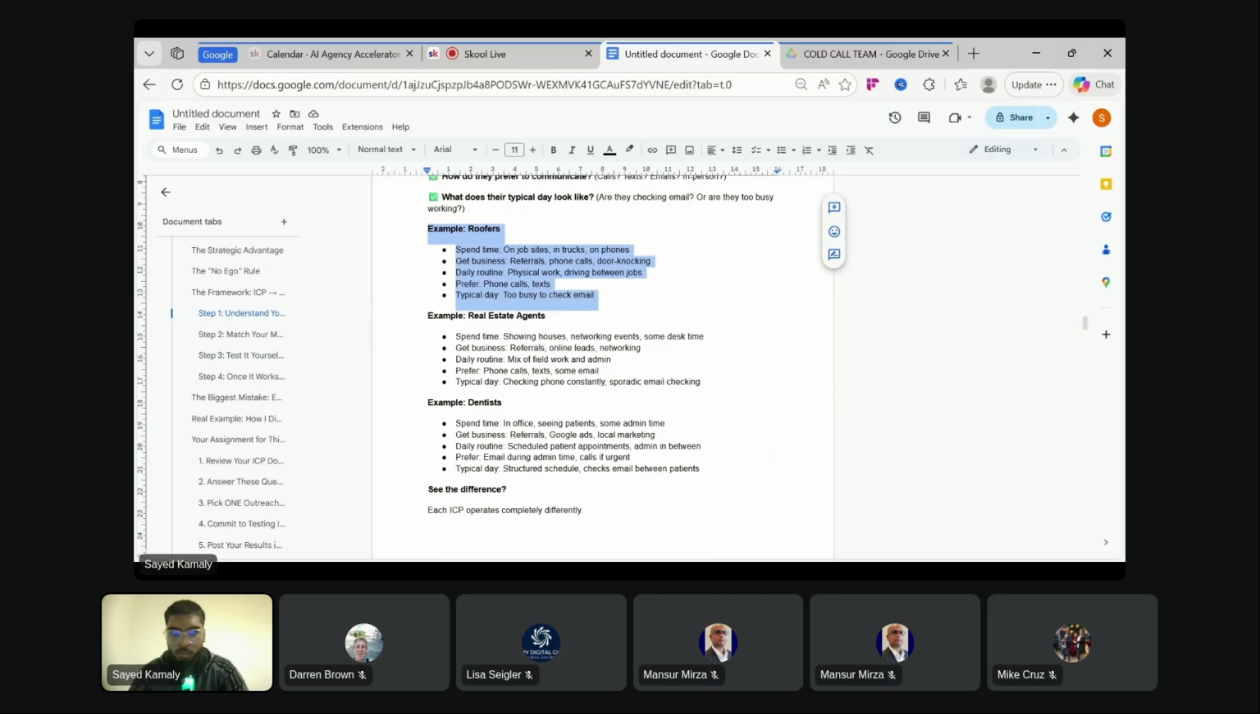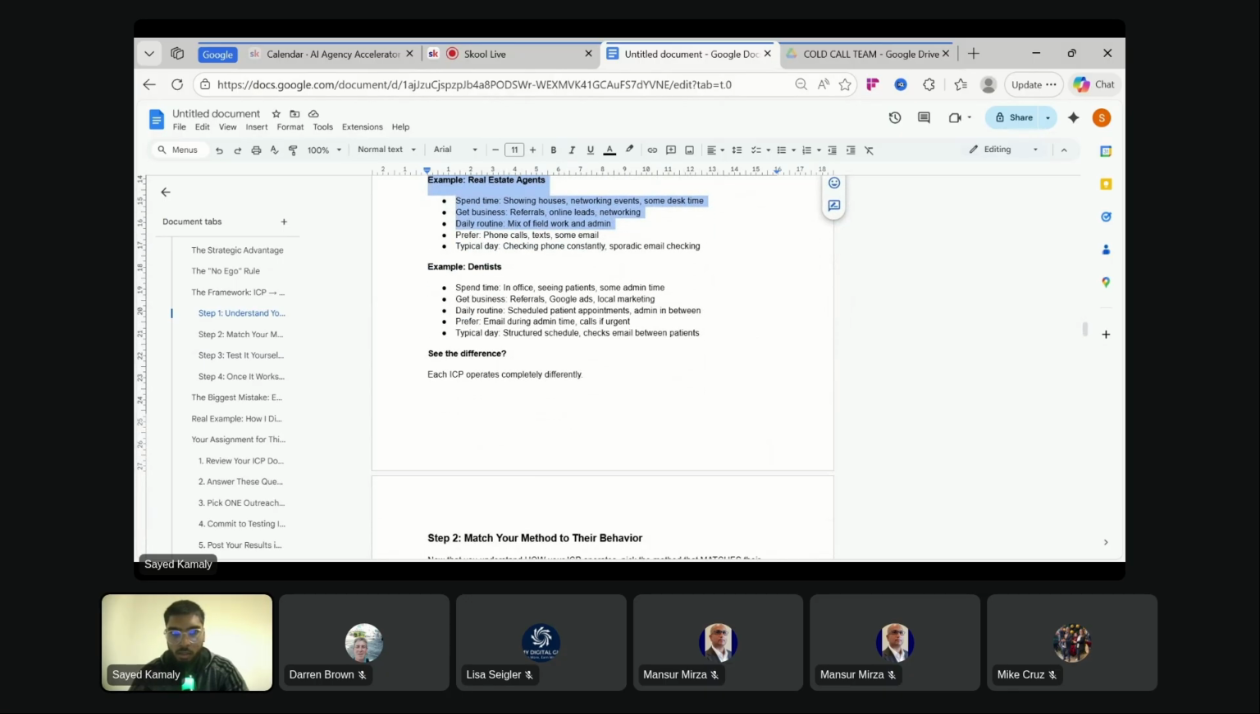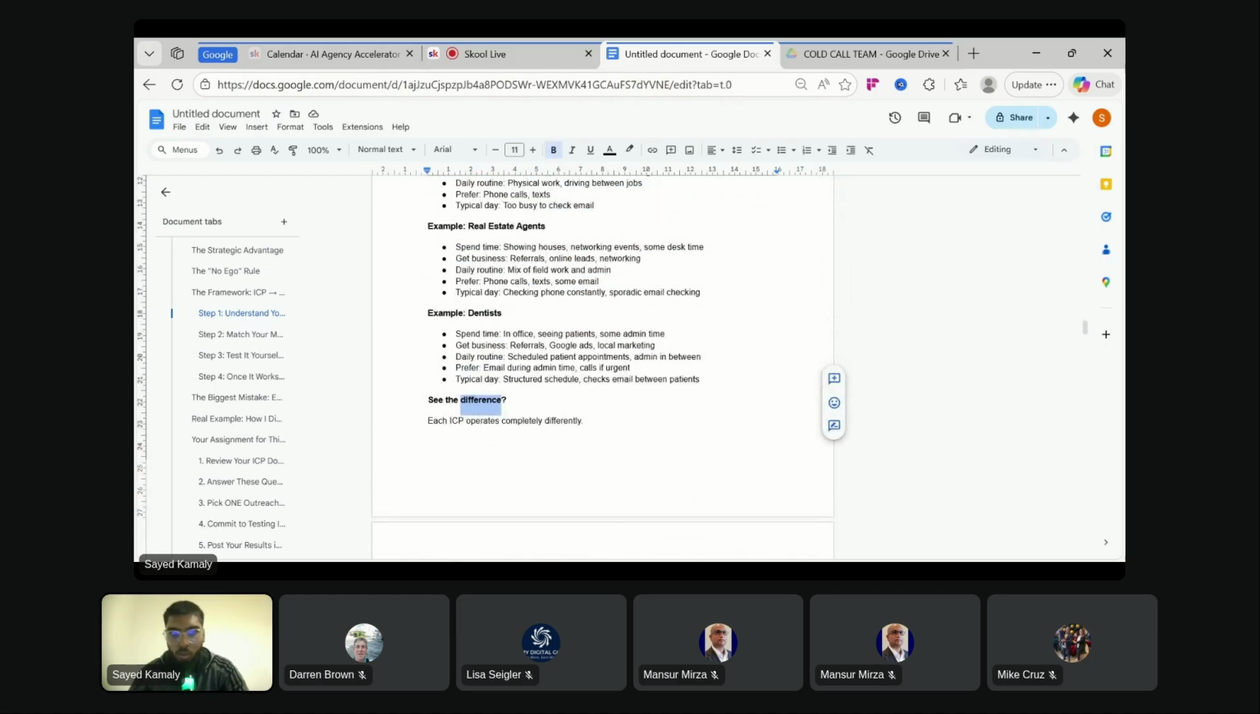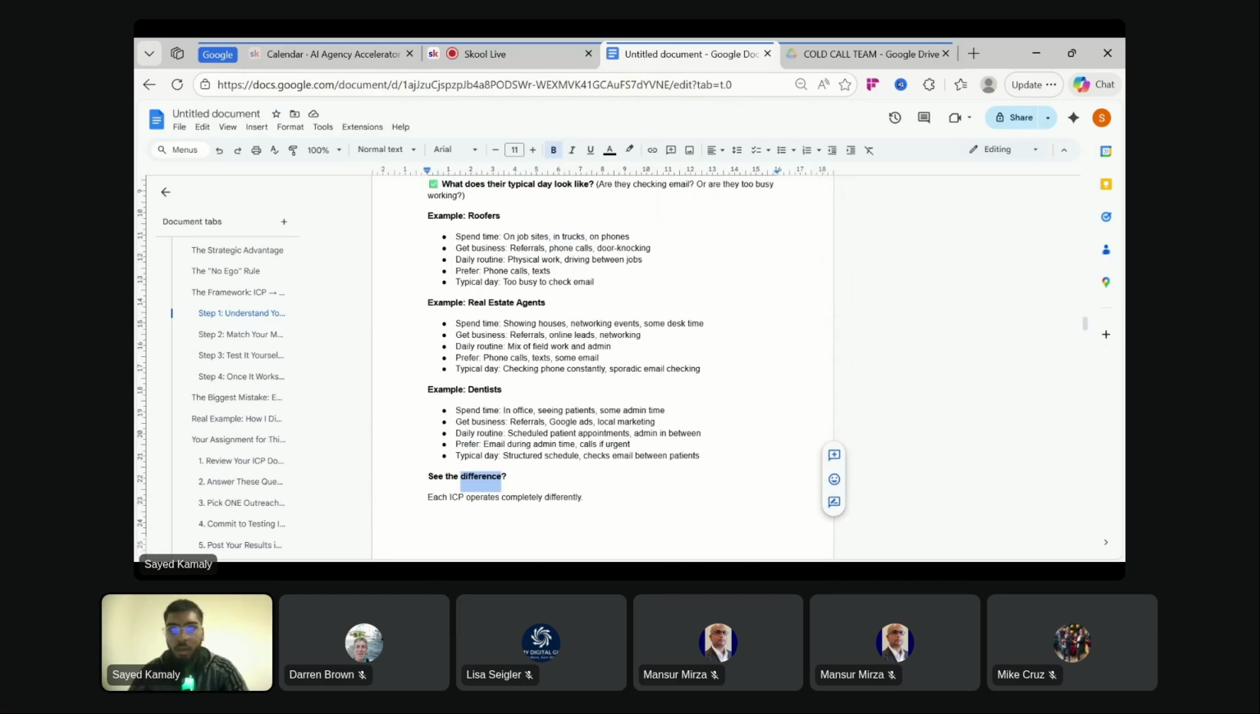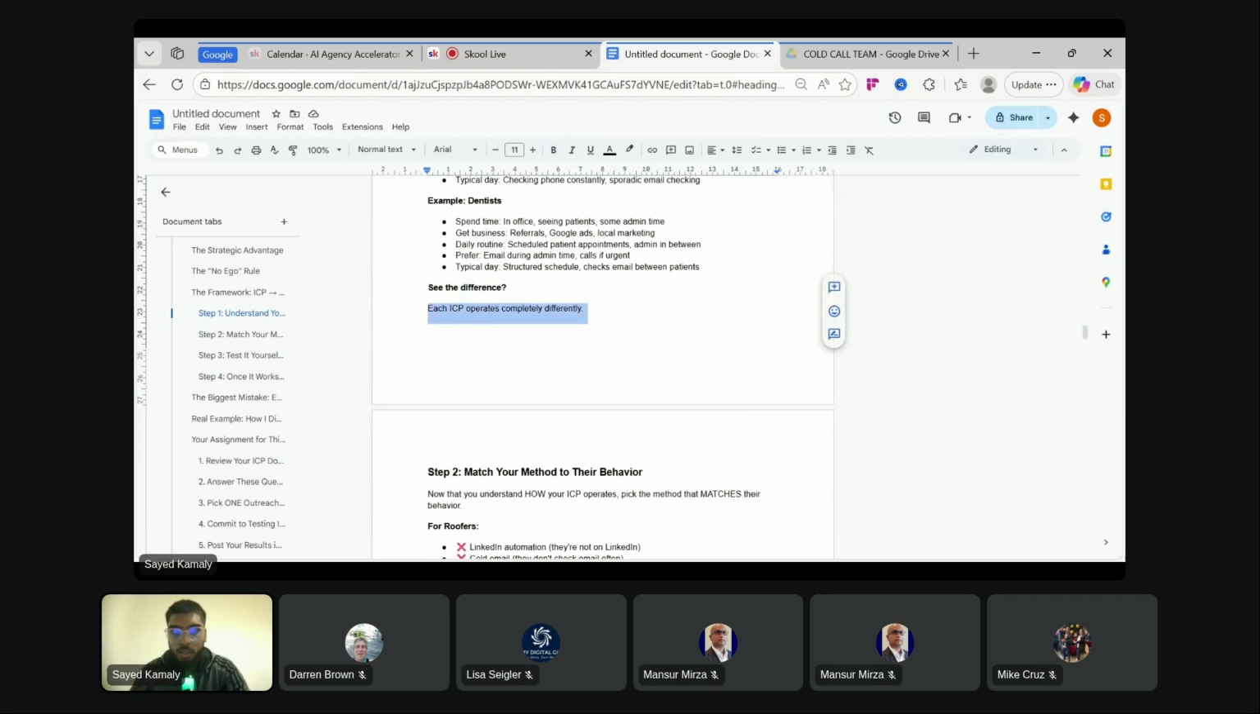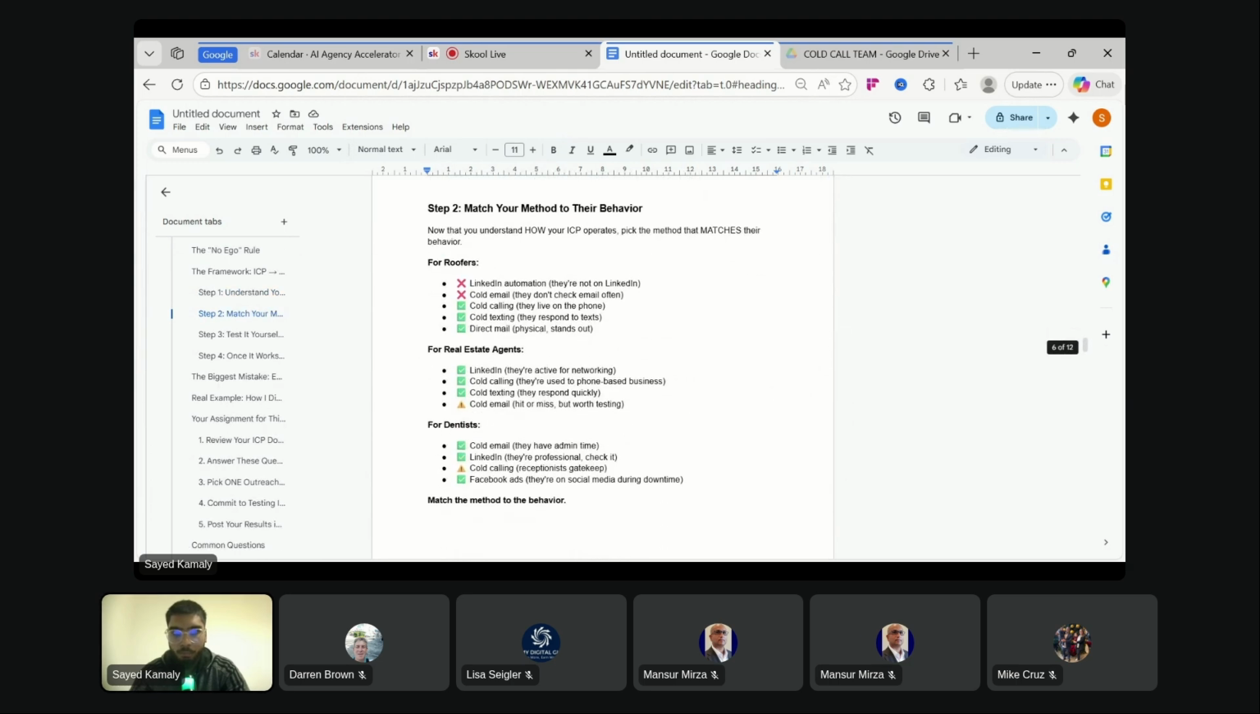For example, roofers. This is a typical day, right, of what a roofer looks like. It's a typical day of what a real estate agent looks like. It's a typical day of what a dentist looks like. There's a difference between all three of these niches. There's a difference between all three of these customer profiles. Each ICP operates completely differently.